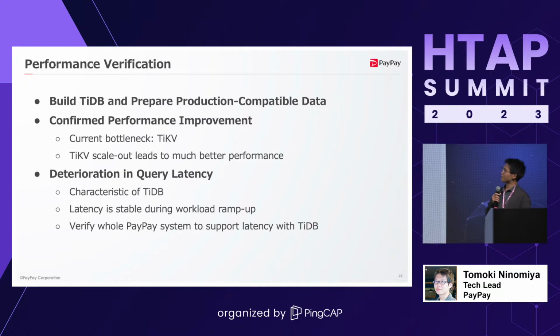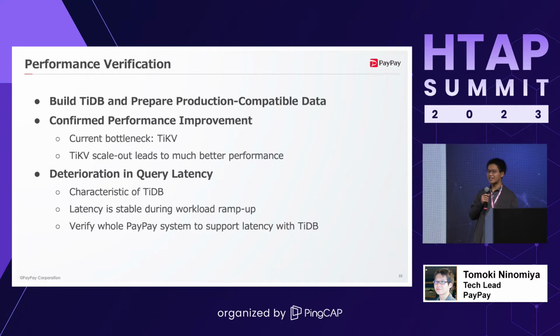So next part is performance verification. This is the most exciting part, actually. We built TiDB and prepared production-compatible data on it. And we confirmed that performance is dramatically improved, actually more than the requirement. And on that day, and also currently as well, the bottleneck is TiKV, the storage layer. So when we scale out TiKV more, it leads to much better performance than currently. So we surely believe that we can scale out more in the future.